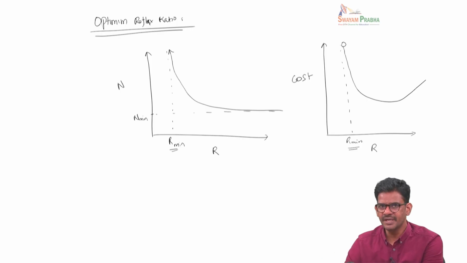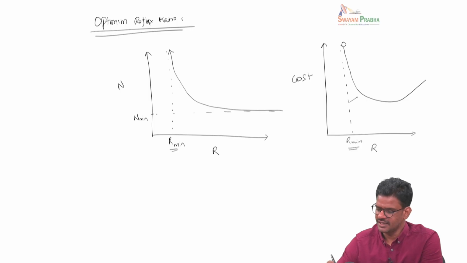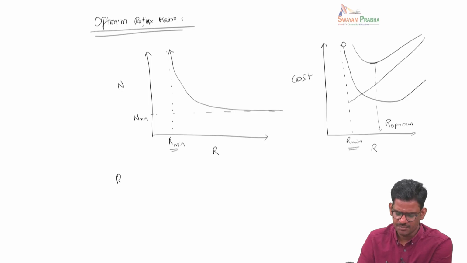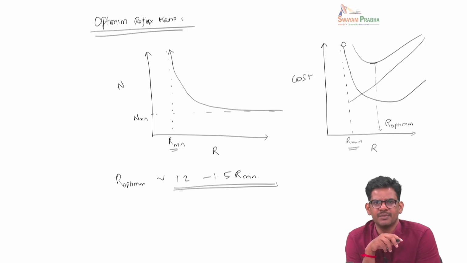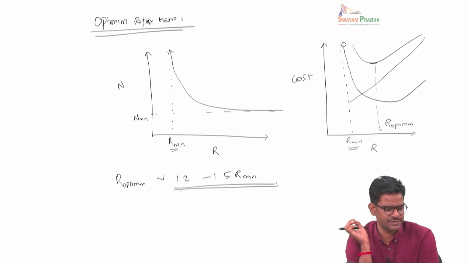Whereas in terms of operating cost, which means cost involved in heating, cooling requirements and utility, it steadily increases with reflux ratio. If we draw the total cost, it will go something like this with a minimum, and this is what we call R optimum. Generally R optimum will be about 1.2 to 1.5 times R minimum. So the value of R minimum gives an indication of what the optimal reflux ratio to use should be.